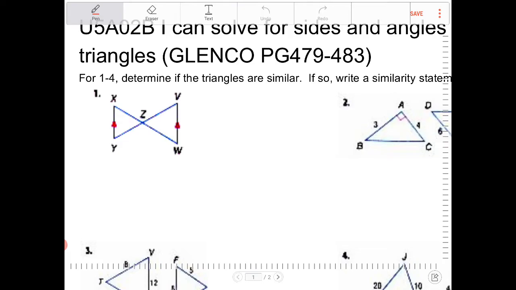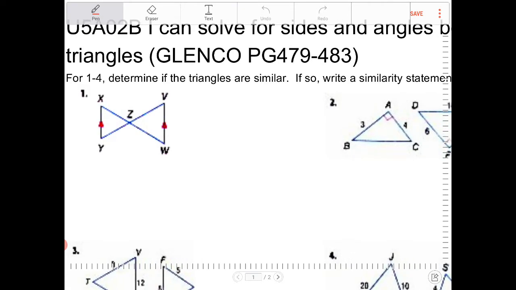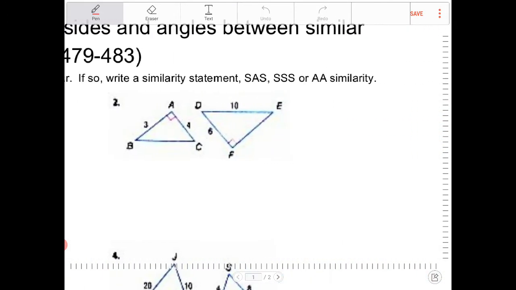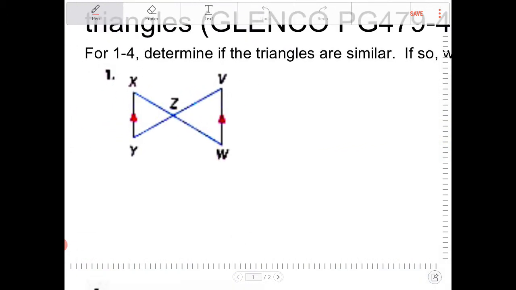Let's take a look. Question number 1 to 4, the instructions read, determine if the triangles are similar, and if so, write a similarity statement. Side angle side, side side side, or angle angle similarity. So let's take a look.